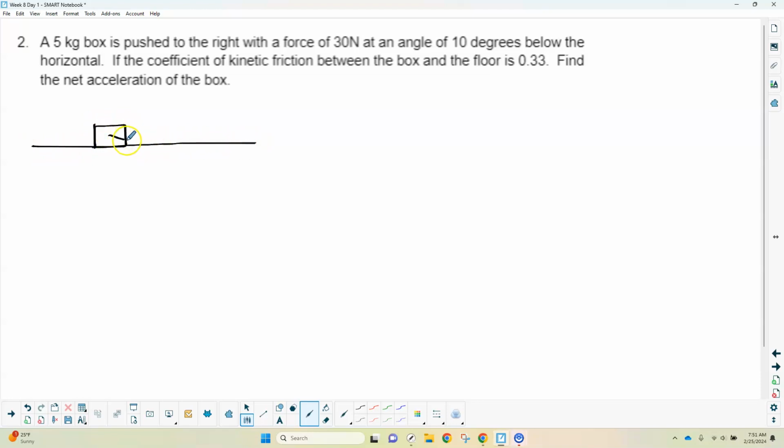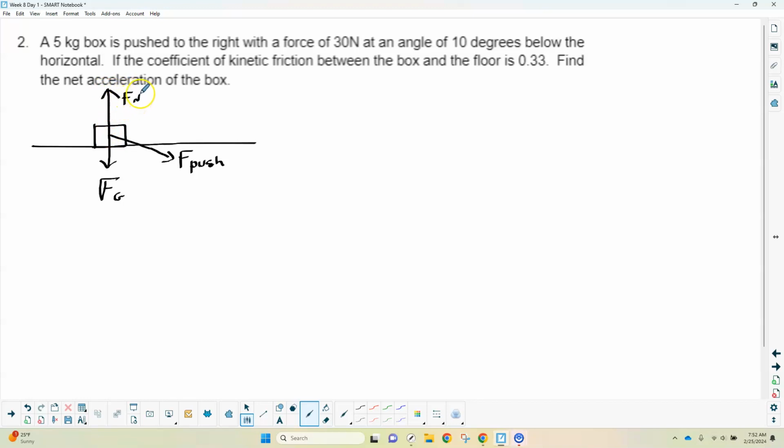It's being pushed at an angle 10 degrees below the horizontal, so I'll just label that the push. That angle's probably a little too steep for 10 degrees, but you get the idea. Other forces that are acting, we got gravity. The gravity force and the push have y components, so the normal force is going to be larger than the gravity force because it has to balance out both of those.